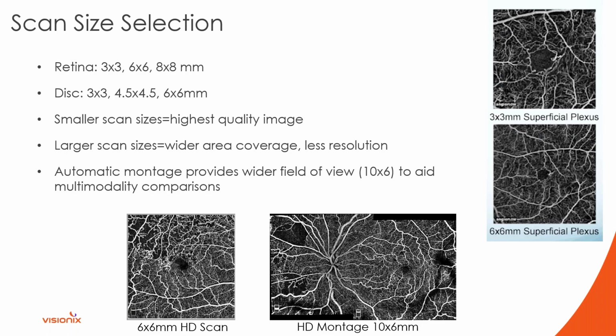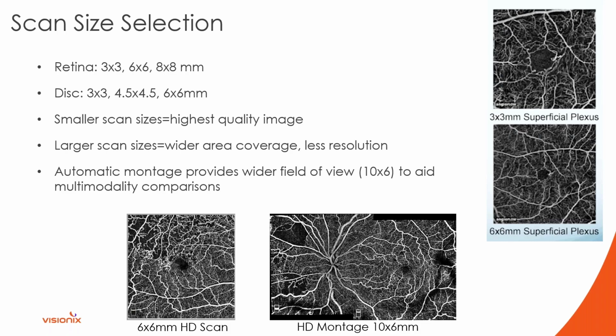So what I then do is I do a 3x3, which will blow up this foveal avascular zone in a lot of detail, allowing me to visualize these anomalous vessels in a much more distinct way. When you're doing the disc, we have the same idea: 3x3, 4.5 by 4.5, or 6x6. And really, this just summarizes what I just said. The smaller scan sizes are going to give you a lot more detail, but a smaller field of view.